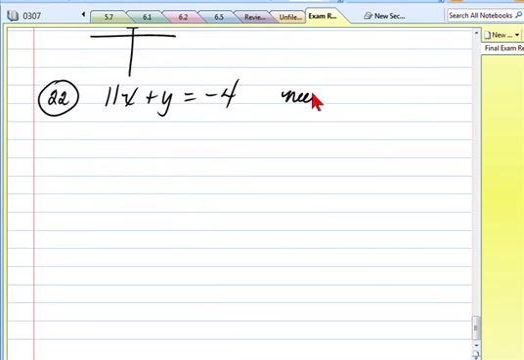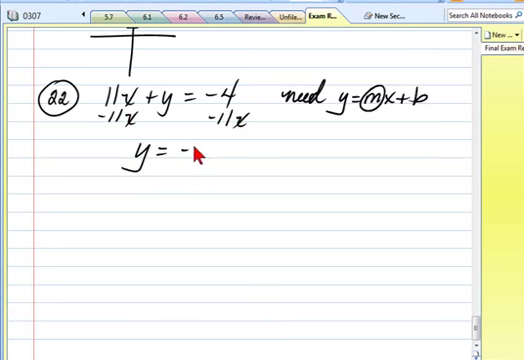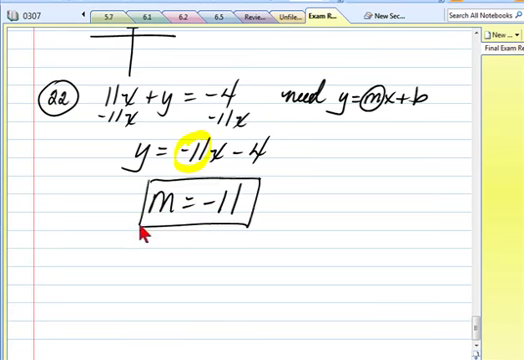So I need y equals mx plus b so that then I can grab the slope. I need to solve this for y. What will I start out doing? Subtract 11x, and I get y is equal to negative 11x minus 4. The answer to the question should be staring at us. The slope of the line is negative 11. It is not negative 11x. It is just the number negative 11. Any questions on finding slope?